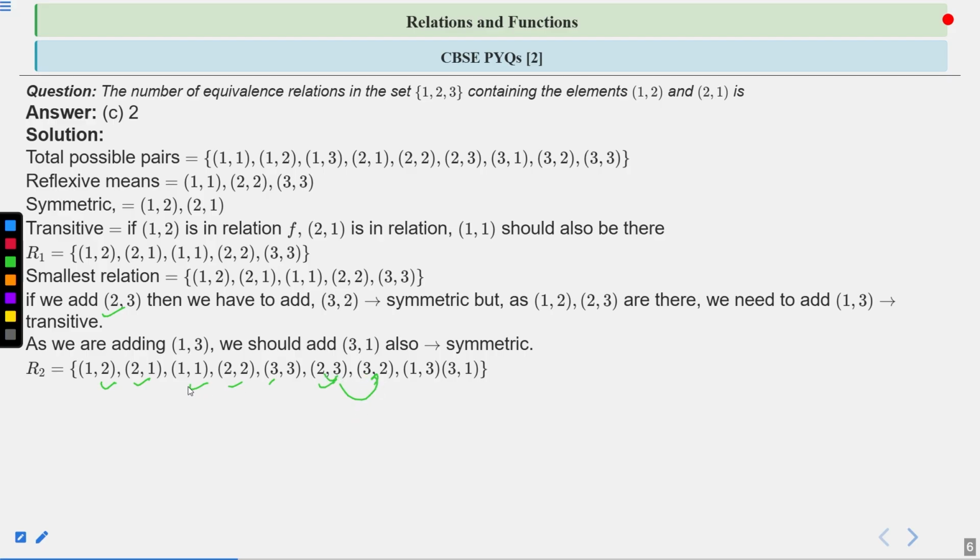See, (1,2) was there, (2,3) is there. So (1,3) must be there. So we have added (1,3) also. Now if we have added (1,3), then (3,1) must be added, right? So we have added (3,1) also. Clear? So now it can be said that R2 is transitive now, right? Clear? So only two possible relations are there which are equivalence relations. Got it?